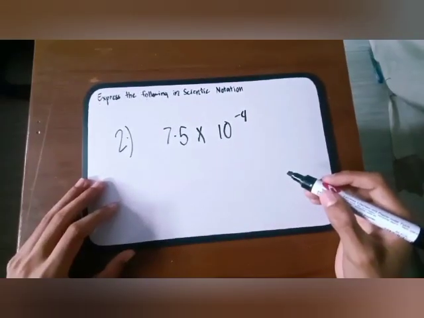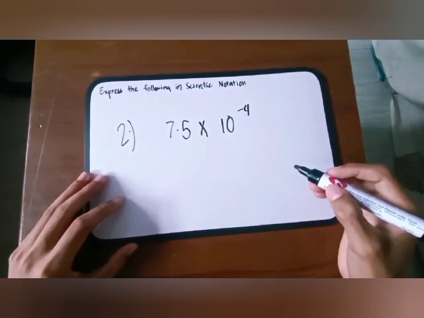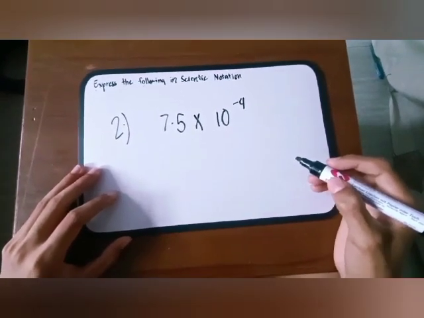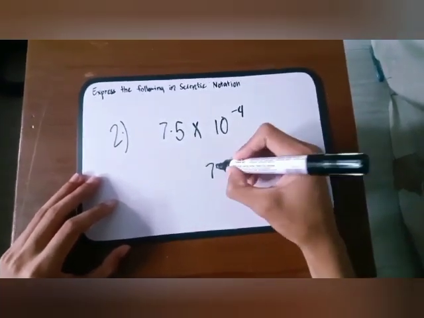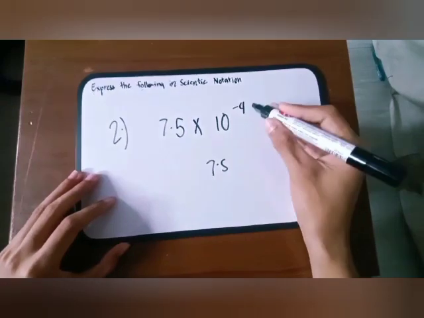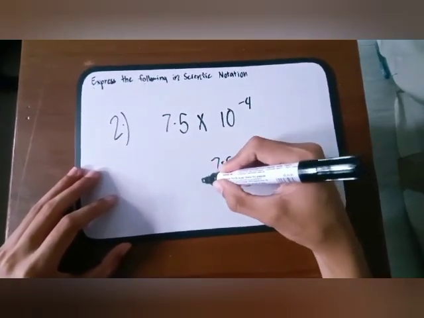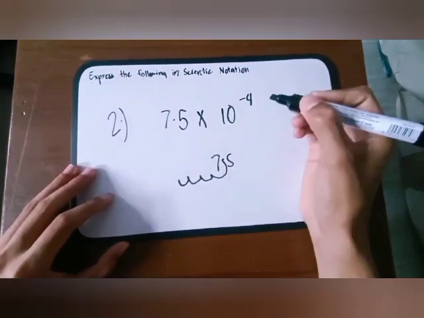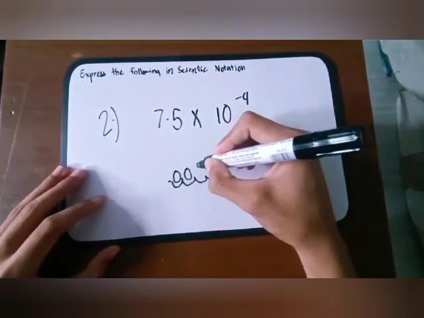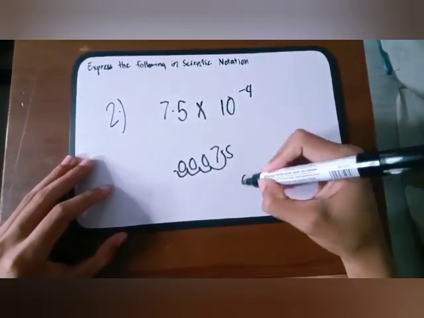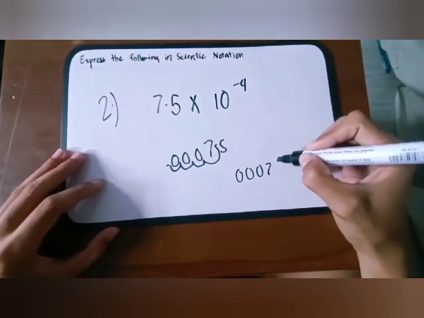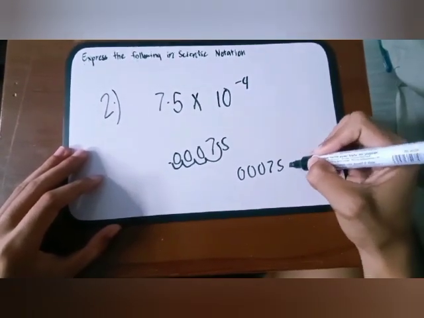So moving on to the second example, which is 7.5 times 10 raised to negative 4. Since the exponent is negative, we move the decimal point to the left. 1, 2, 3, 4. So the final answer will be 0.00075.